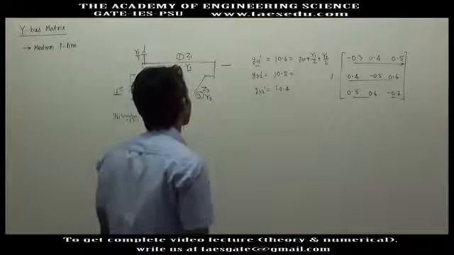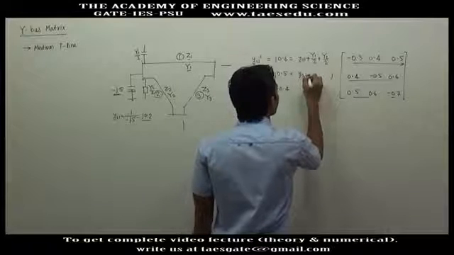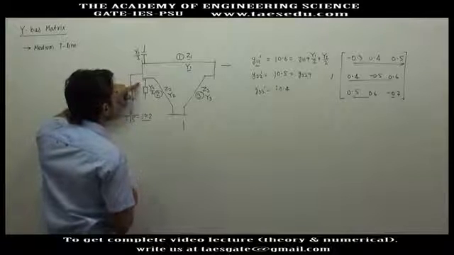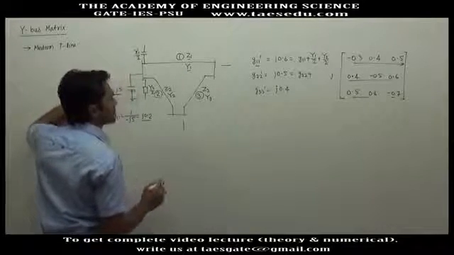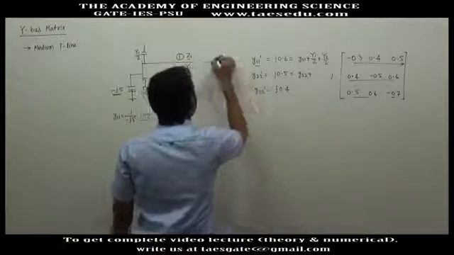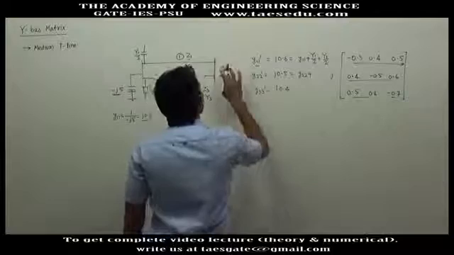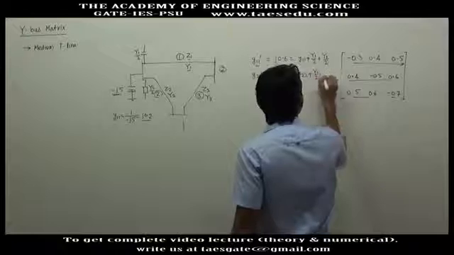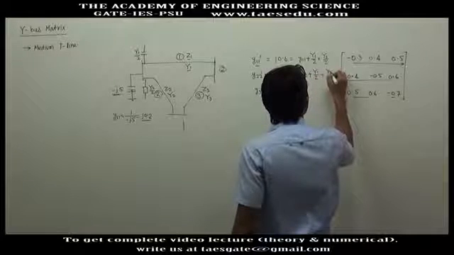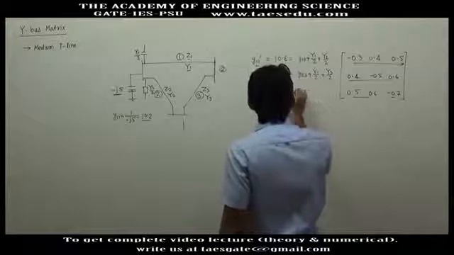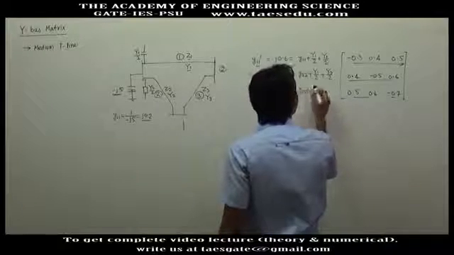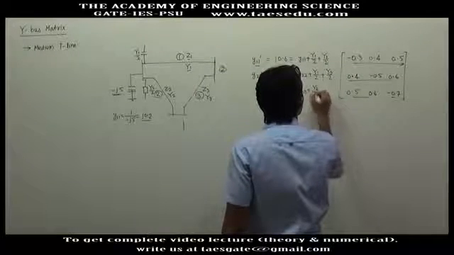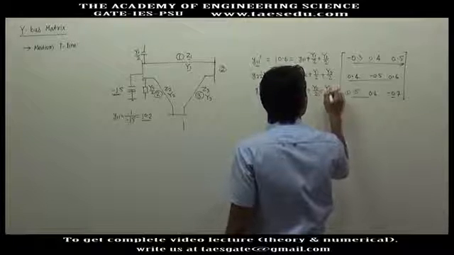Similarly, Y22 dash will be Y22 plus, coming to the second bus, which is connected to the first transmission line and the third transmission line, Y1/2 plus Y3/2. And similarly, here you will have Y33 plus Y2/2 plus Y3/2.